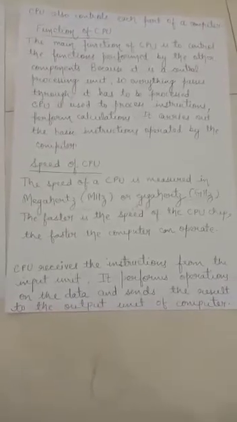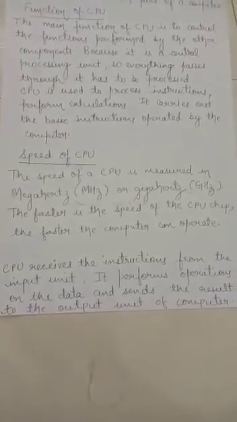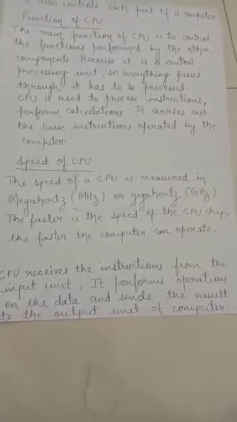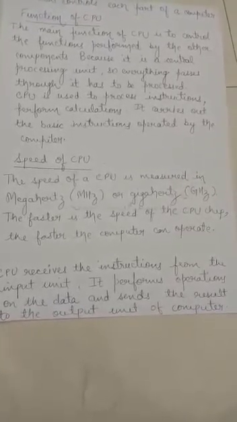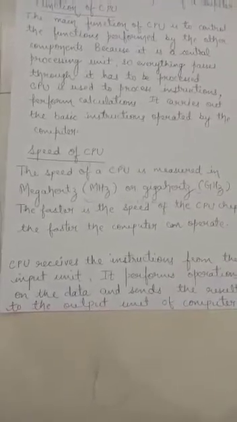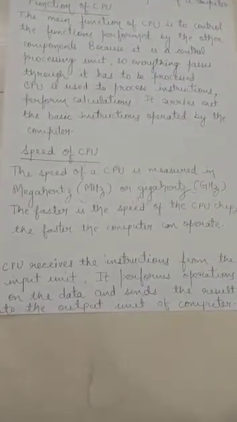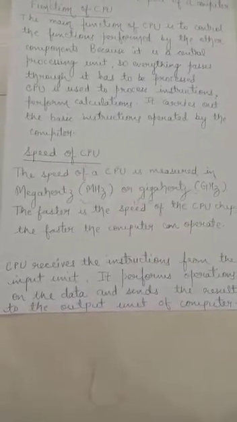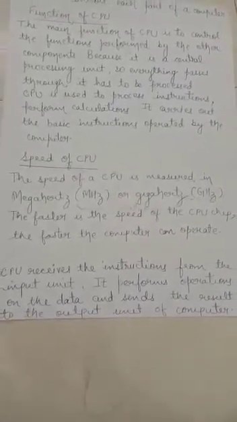If you talk about the speed of the CPU, it is measured in megahertz or gigahertz. The faster the speed of the CPU chip, the faster the computer will operate. CPU receives the instructions from the input unit. It performs the operations on the data and sends the result to the output unit of the computer.